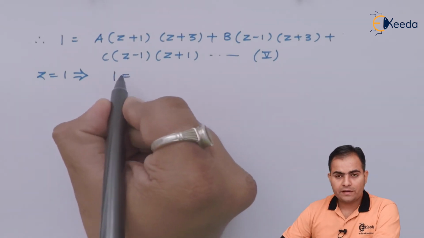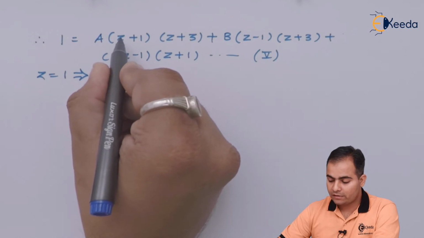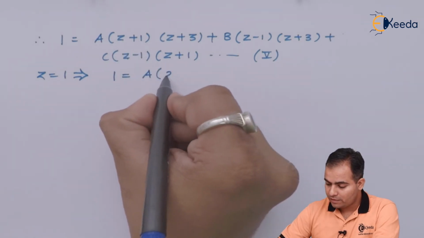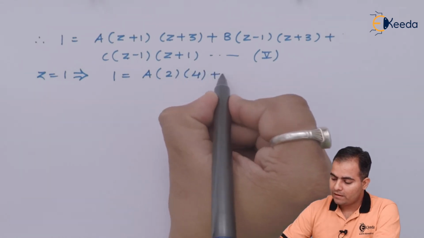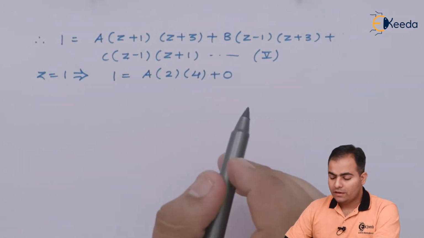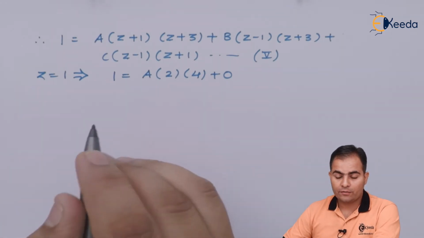So on left hand side we have only 1, but on right hand side, this z is replaced by 1. So 1 plus 1 becomes 2, and here 1 plus 3 becomes 4, and after that we're going to write a 0. Now 4 into 2 is 8, and if I shift this 8 on left hand side, we'll get 1 by 8.